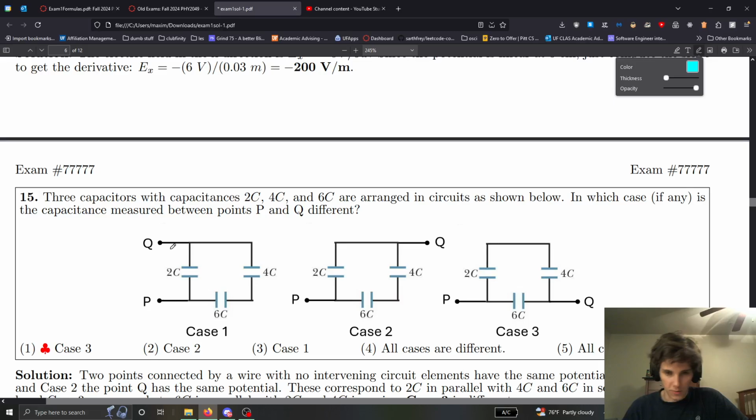Between points P and Q, I'll start at P. It splits off into the 2, so we have the 2 here, and then the 6 here, right? And then the 6 one goes through the 4 before it meets back together with the 2. So we have this diagram here.